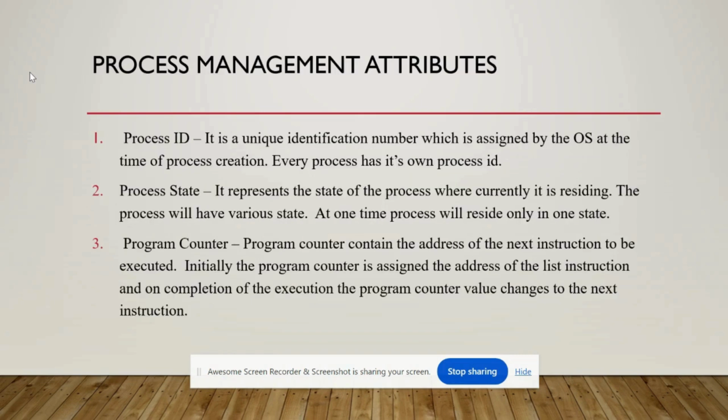Now coming to the last, that is process management attributes. Here there are six types of attributes. Now coming to the first one, that is process ID. It is the unique identification number which is assigned by the operating system at the time of process creation. Every process has its own process ID.